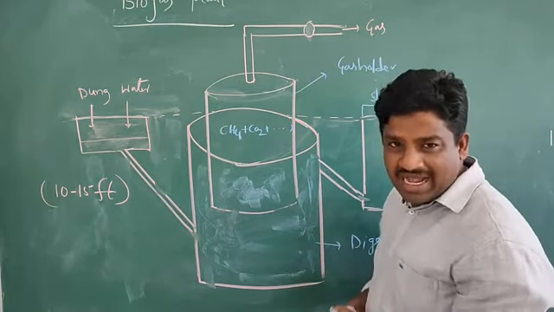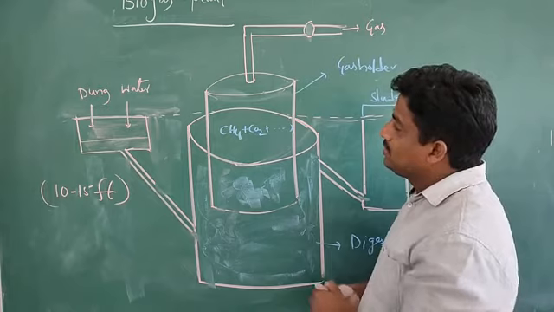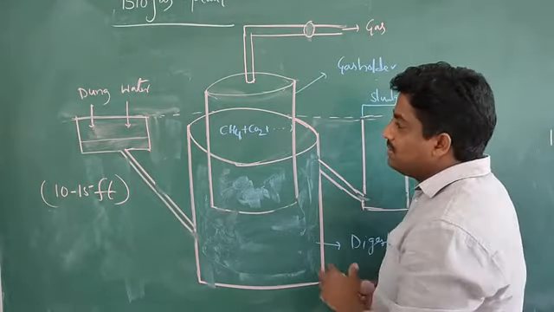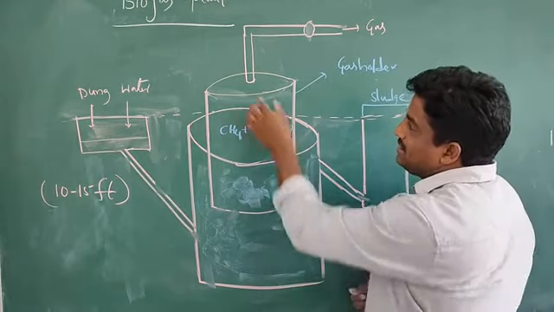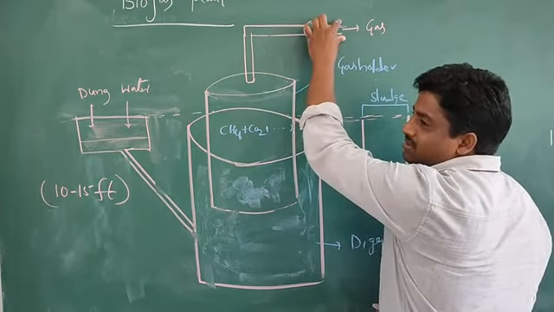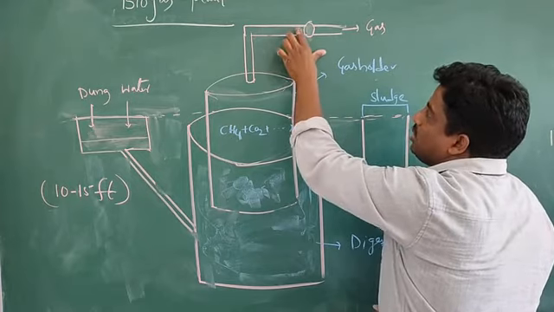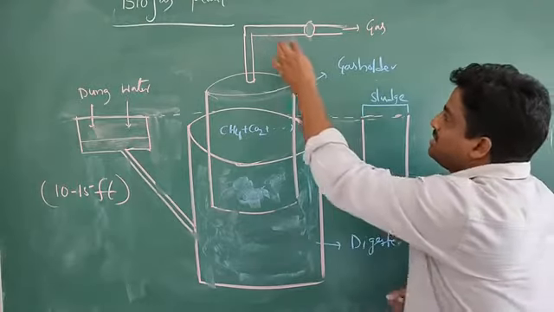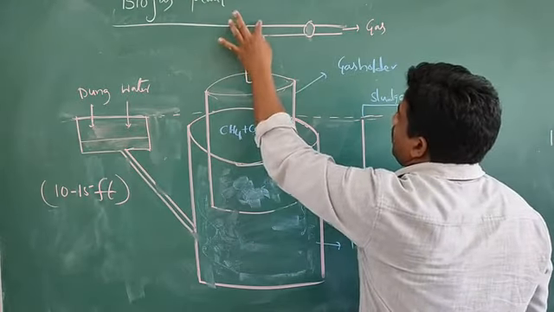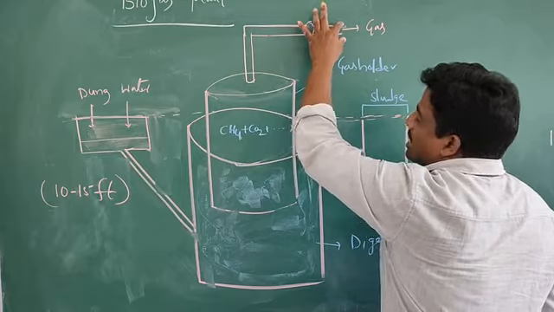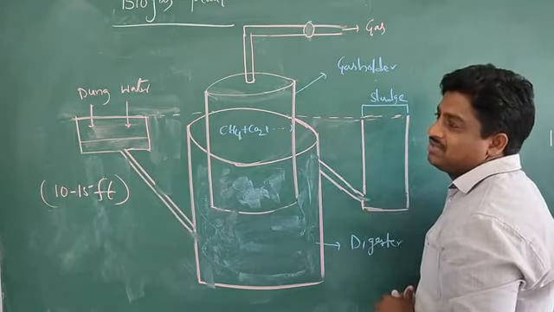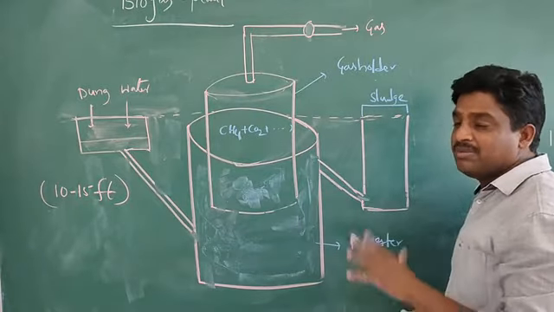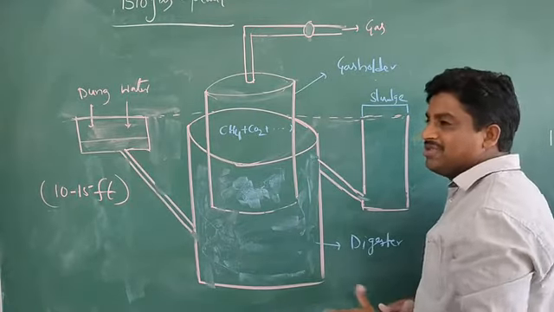And in this biogas plant, an outlet is present. Here, this is an outlet, and this gas is pumped to nearby houses. This tube is connected to the nearby houses. So this gas is supplied to nearby houses nowadays in some countries and also some states.